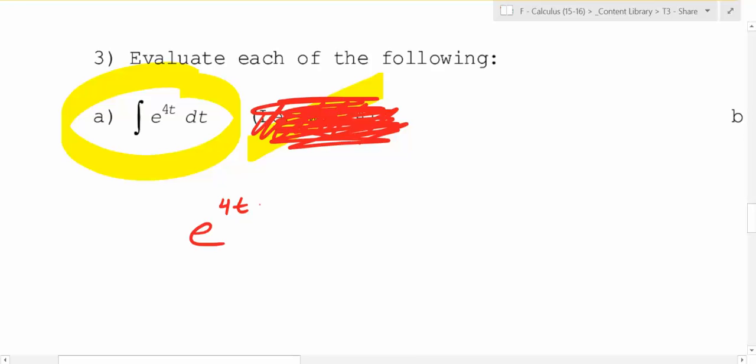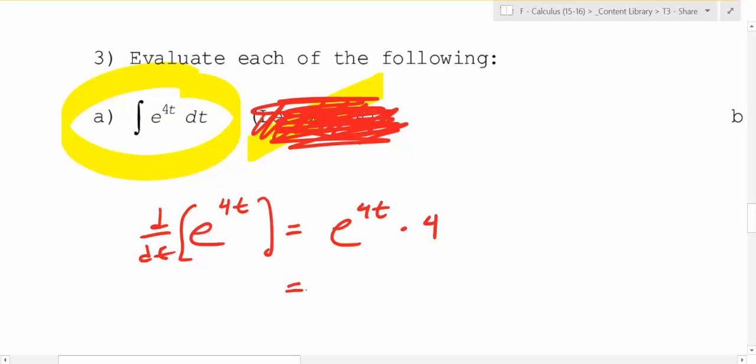What's the derivative? What is d dt of this? What's d dt of e to the 4t? E to the 4t. E to the 4t times what? Times 4, the derivative of the inside, right.